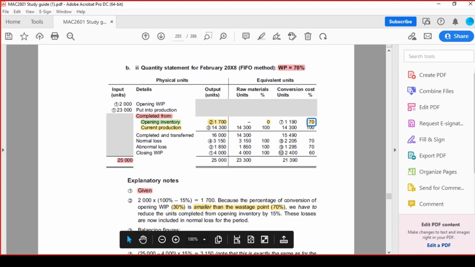The normal loss rule for opening inventory. Tawanda, Christopher, is it a bit clear or is it a bit confusing? Guys?